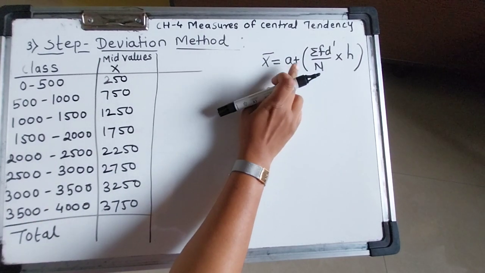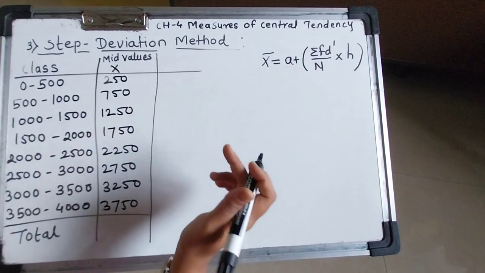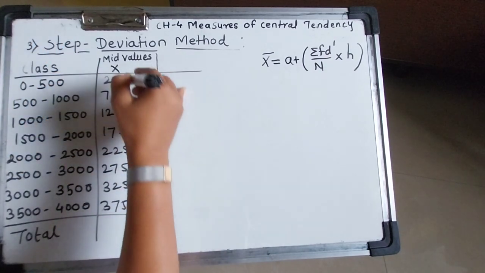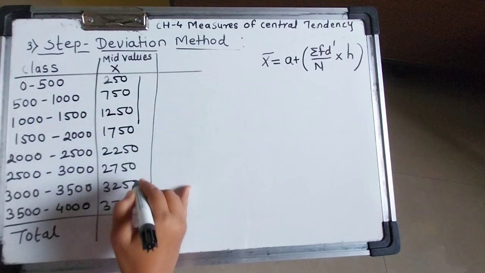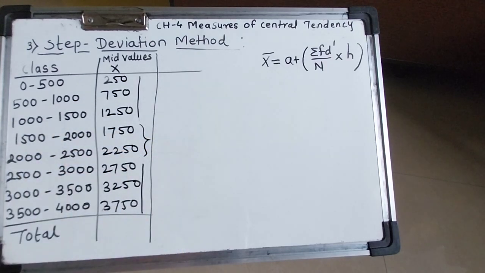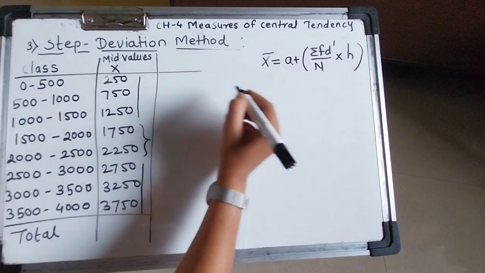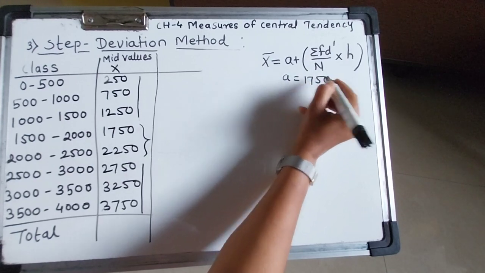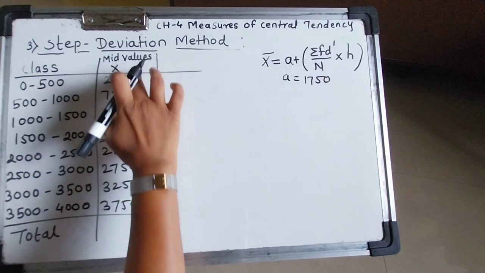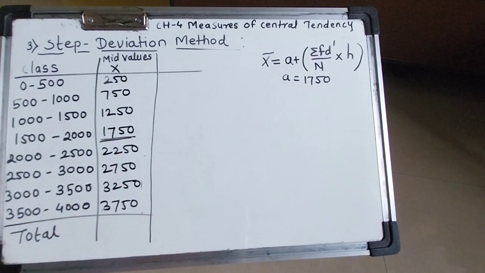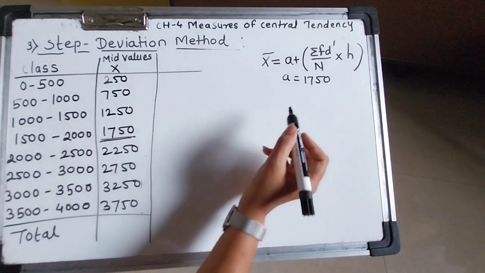Now find the assumed mean. How to assume the mean? By using my trick: leave three values on one side and from the rest assume any one value, which is our A. I assume A is 1750. This is my assumed mean.